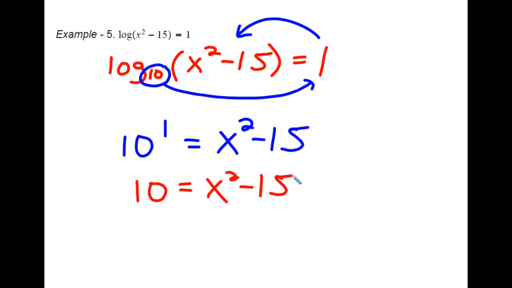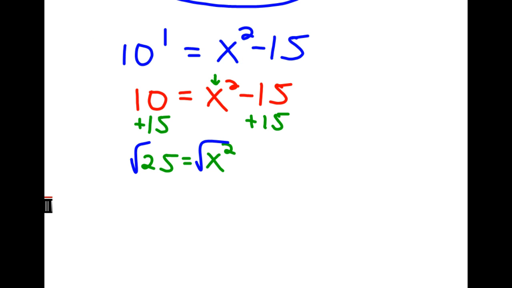We could solve it using the quadratic formula, or in this case, since there's just the one x in the whole equation, there's just this x right here, we can actually just solve it for x, which I think is going to be a little bit easier. So let's go ahead and do that. We'll add 15 to both sides. We get 25 is equal to x squared. And then we take the square root of both sides to solve for x.